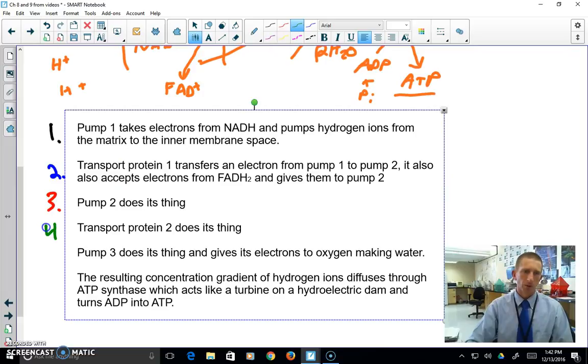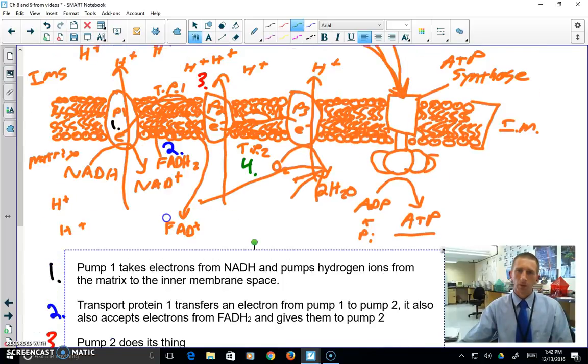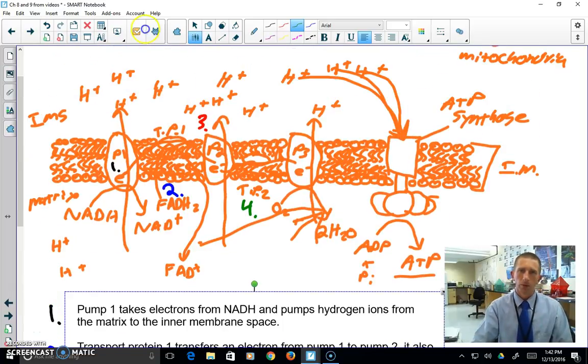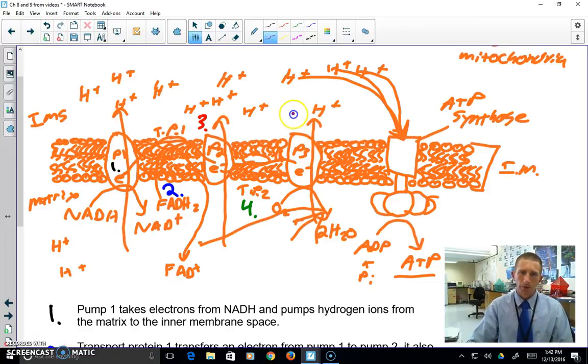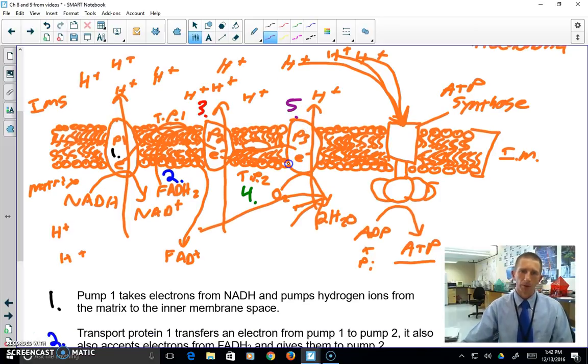And then step number 4, right here, of course, involves transport protein number 2. So transport protein number 2 does the same thing. It's just a bridge from pump 2 to pump 3, right? And then let's do purple. So this is step number 5 right here. This is pump 3.